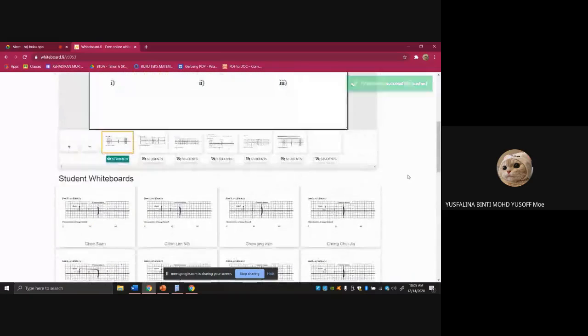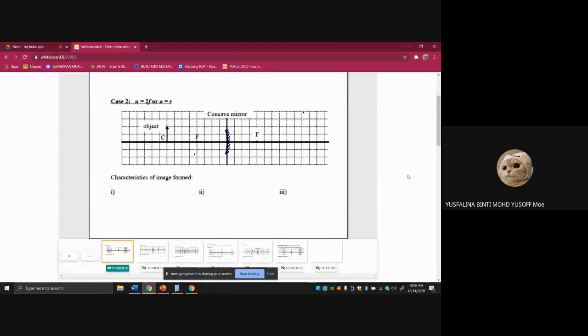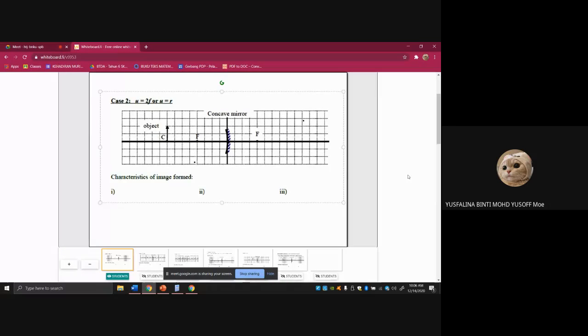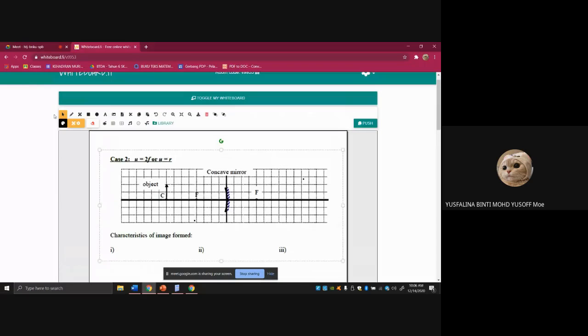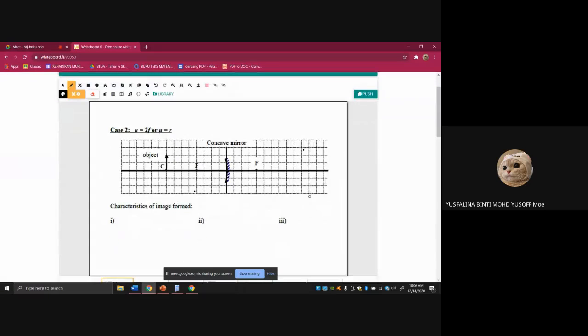Okay, so the first one, how do you want to draw? You have to know that a mirror uses reflection, right? So for the reflection, the light ray comes from here, goes to here, and then it will reflect back through the focal point. Then the next one goes from here to F, and then you draw the line back here, so it will reflect back.